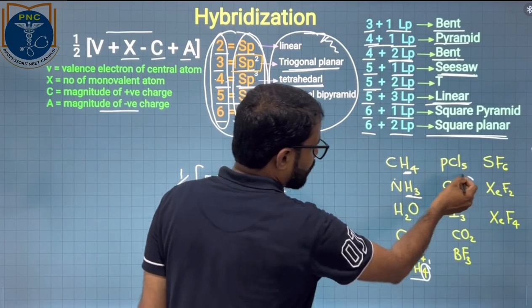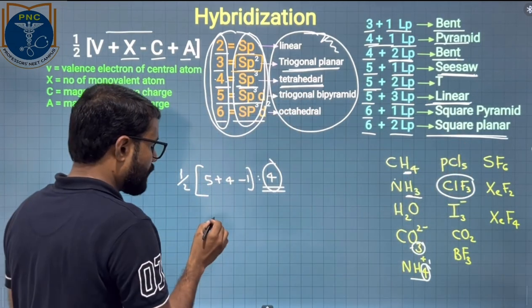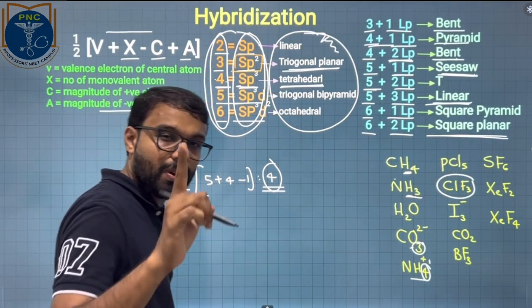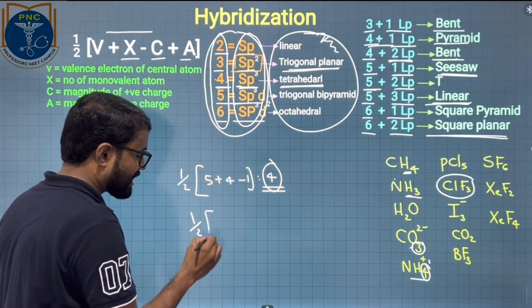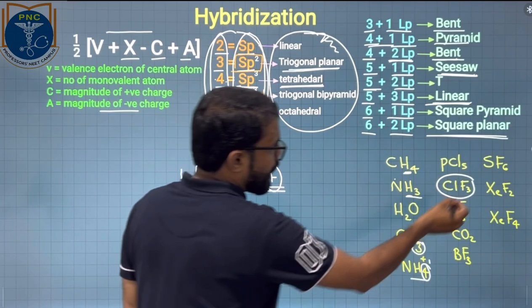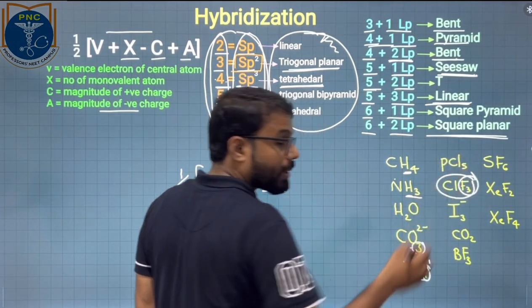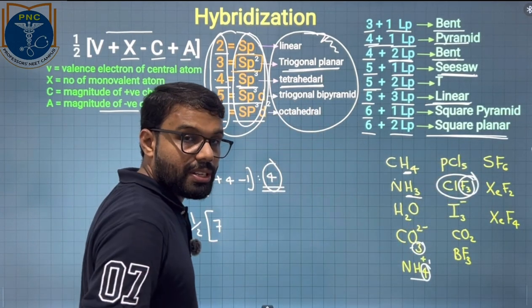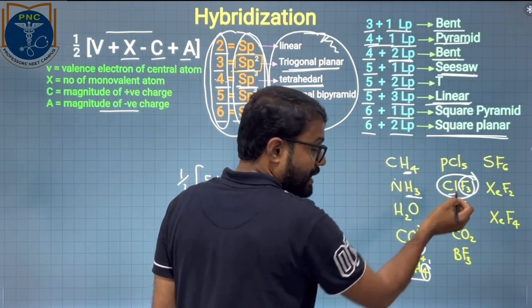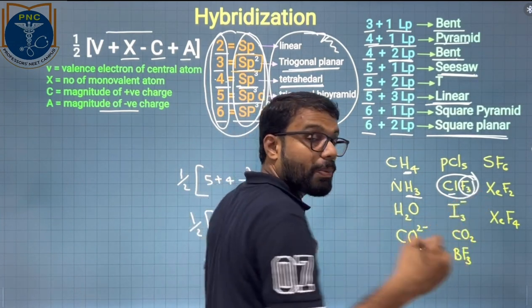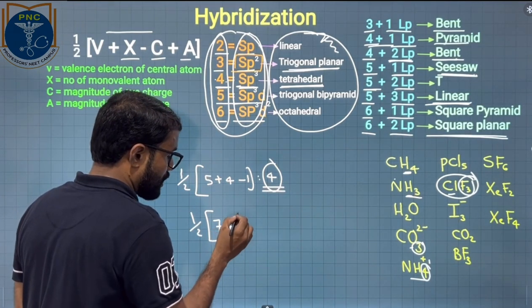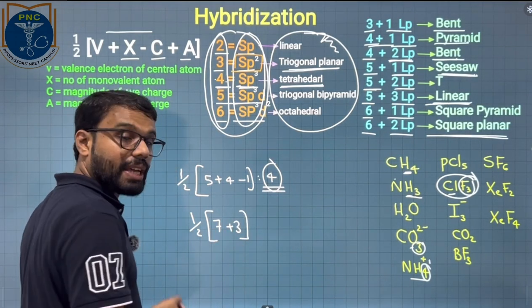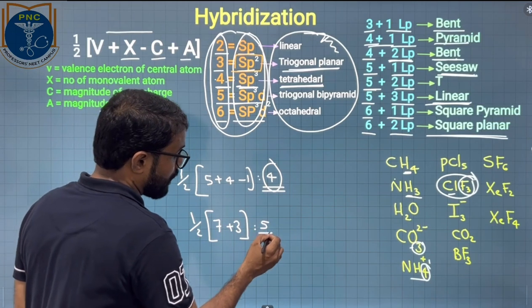Now we can check ClF3. Any molecule you can check, ClF3. Which is the central atom? Chlorine is the central atom. Chlorine is a halogen. Halogen valence electron is 7. So half into 7 plus monovalent atom, halogen or hydrogen. How many halogens are there? 3 halogens. Chlorine is the central atom. Then how many peripheral atoms are there? 3. So that is monovalent is 7 plus 3. 7 plus 3, 10. 10 by 2 is 5. So we got the number 5.